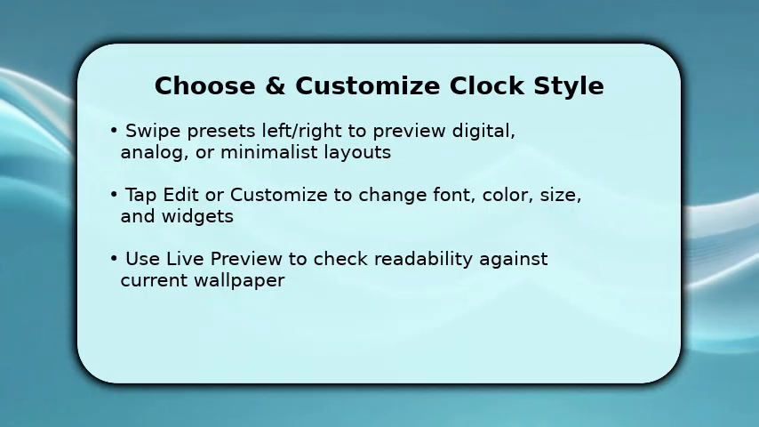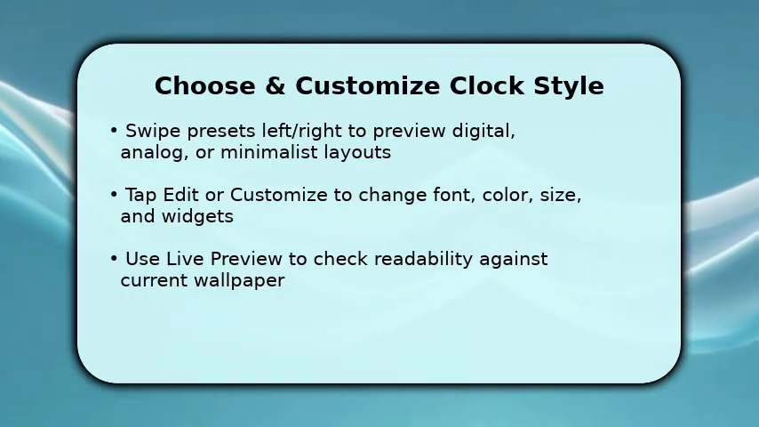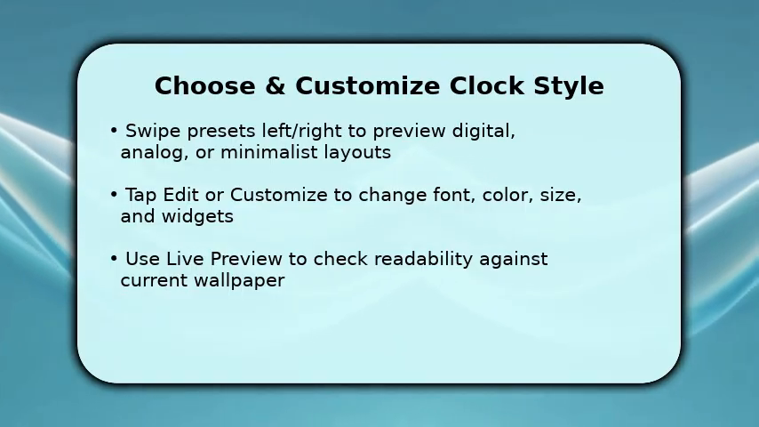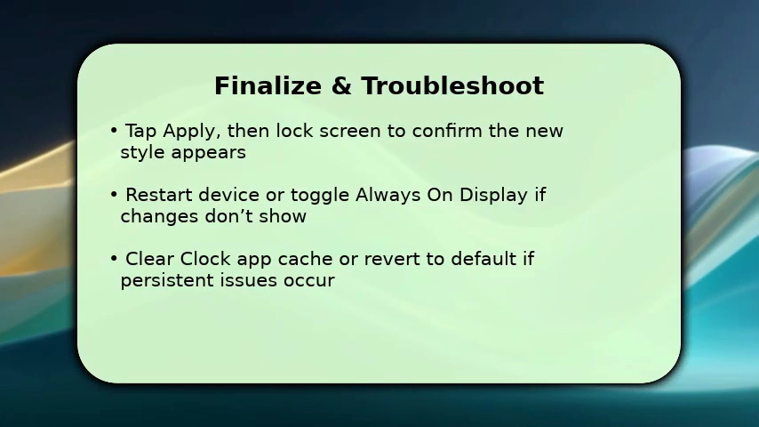Once satisfied, hit Apply or Save. This writes the new configuration to the lock screen. Finish by tapping Apply, and then lock your phone to confirm the new clock appears as expected.